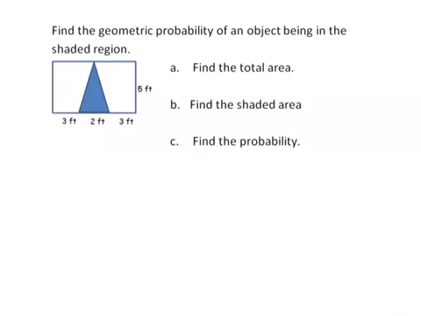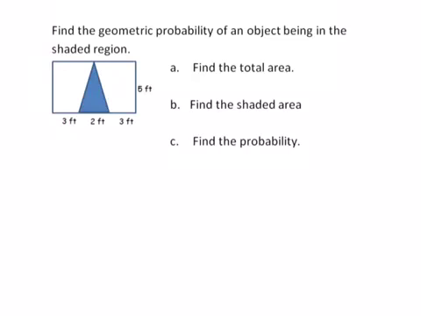Okay, so here's a little bit more advanced example. It says find the geometric probability of an object being in the shaded region. Again, if you picture a rectangular dartboard, and you will for sure hit somewhere on the dartboard, I want to know the probability that wherever that lands, okay, I want to know the probability it will land in the shaded region, the blue region in this situation.